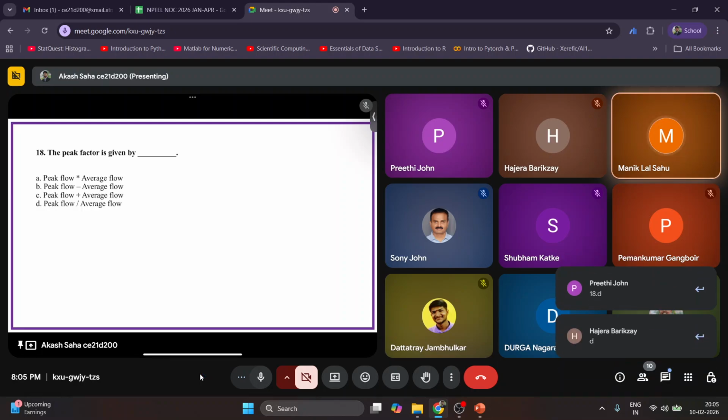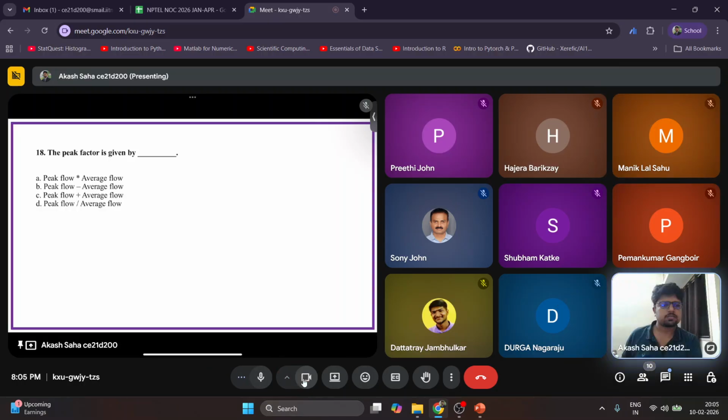Sir, D. Peak flow divided by average flow. Yes, yes. So D is the correct answer because peak flow by average flow is called the peak factor.